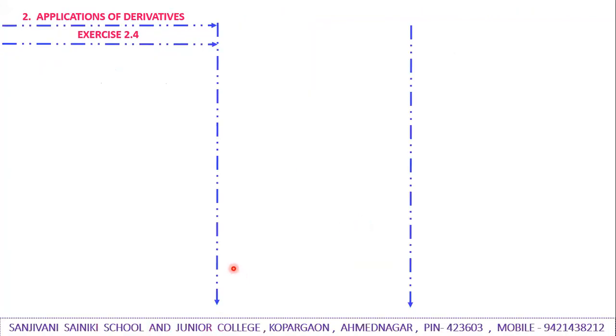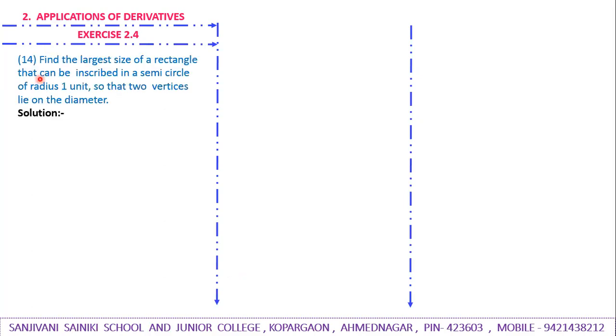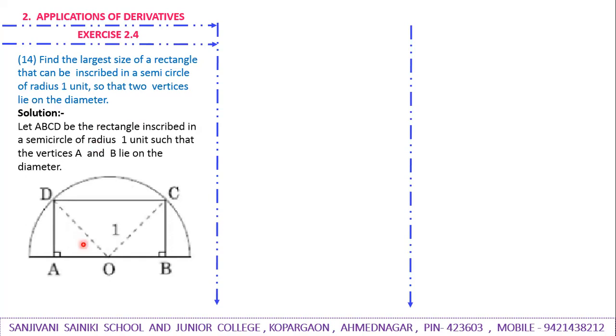Now moving further to the next example. Find the largest size of the rectangle that can be inscribed in a semicircle of radius 1 unit so that two vertices lie on the diameter.